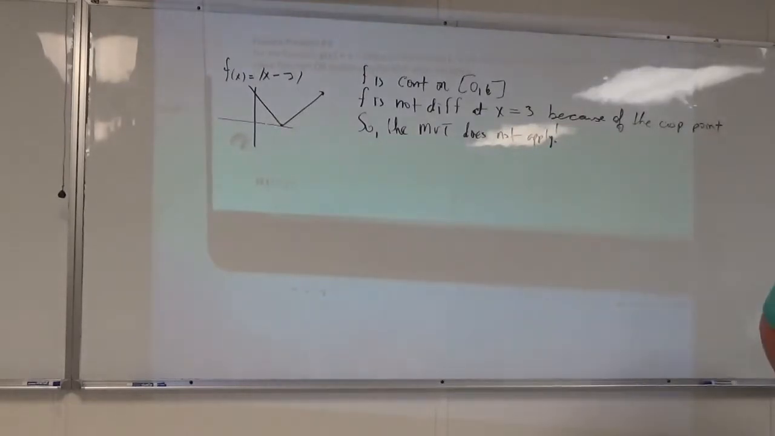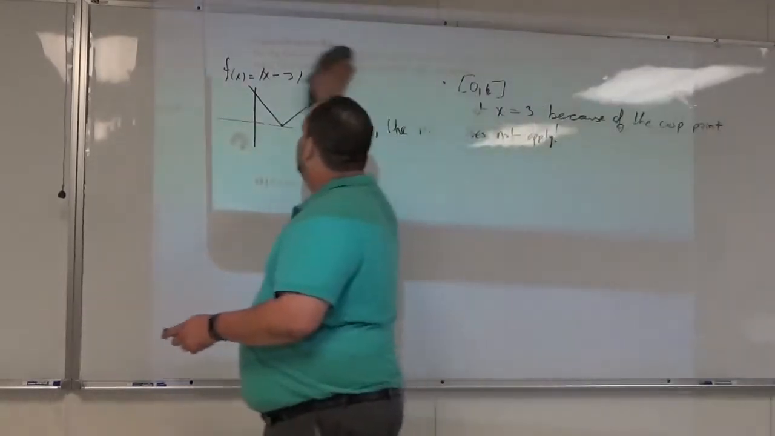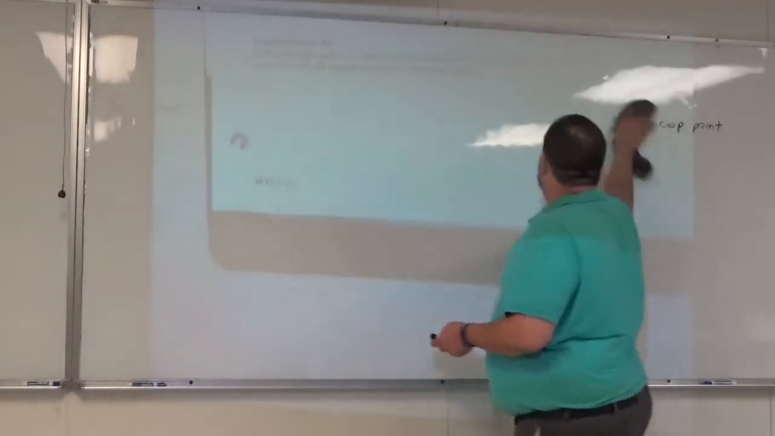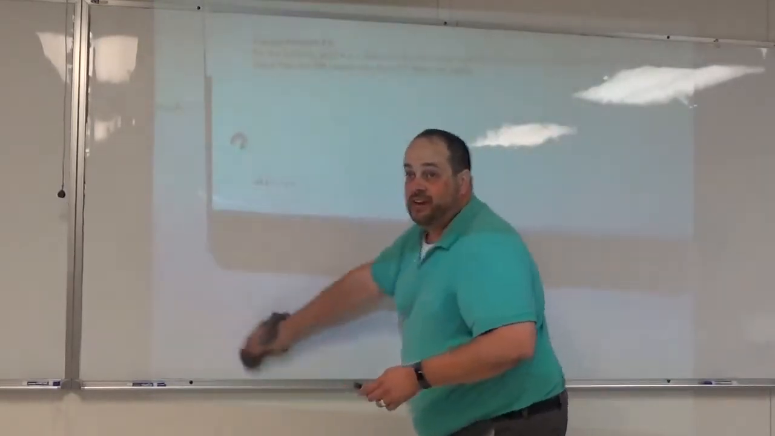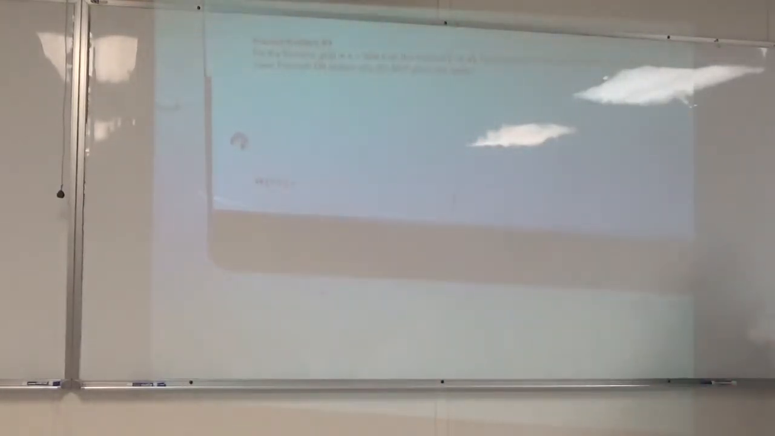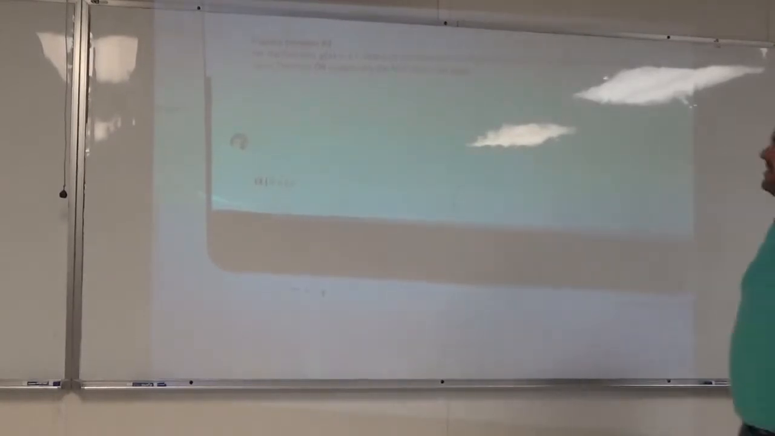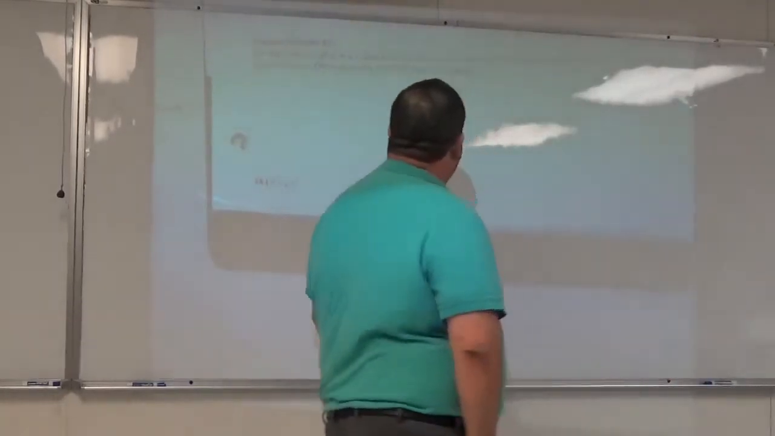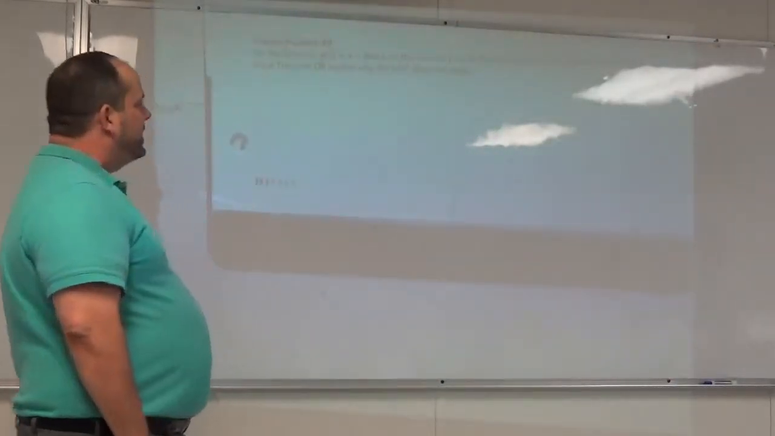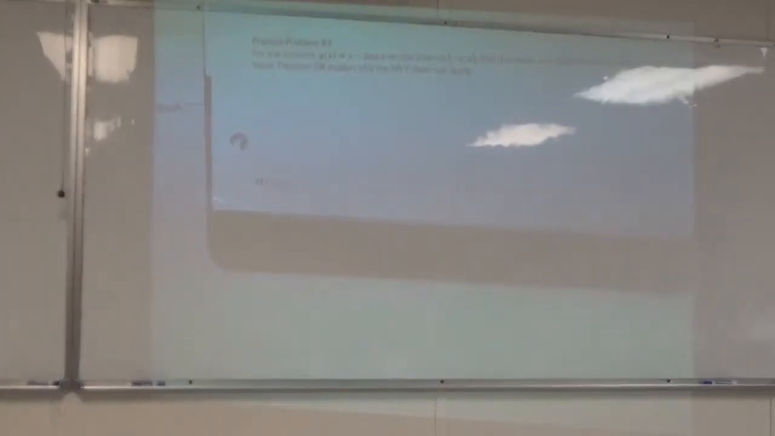All right, one last one. This one I want to lead the charge on because we've only got 4 minutes, and this one's an important one. And oh, looky, trig. For the function g of x equals x minus 2 sine of x on the interval negative pi to pi, find the value of c guaranteed by the mean value theorem, or tell me that it does not apply.